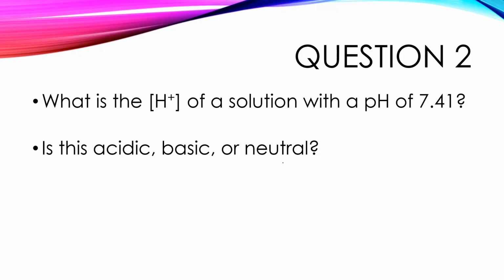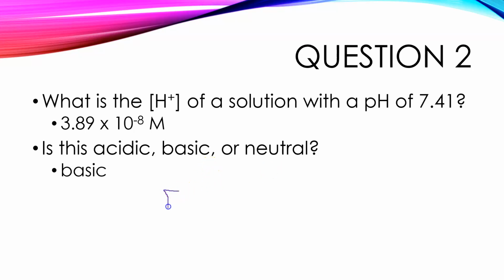All right, you got the correct answers if you got a hydrogen ion concentration of 3.89 times 10 to the negative 8th molar, and if you correctly determined that this was a basic solution because the pH of the solution is greater than 7, and all pHs greater than 7 are basic. Now, how did I calculate this one if you got it wrong?